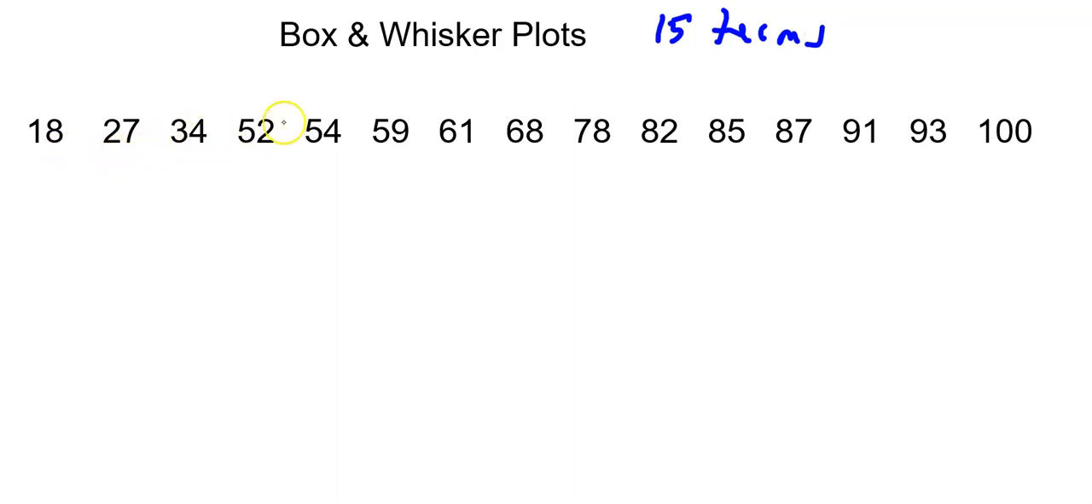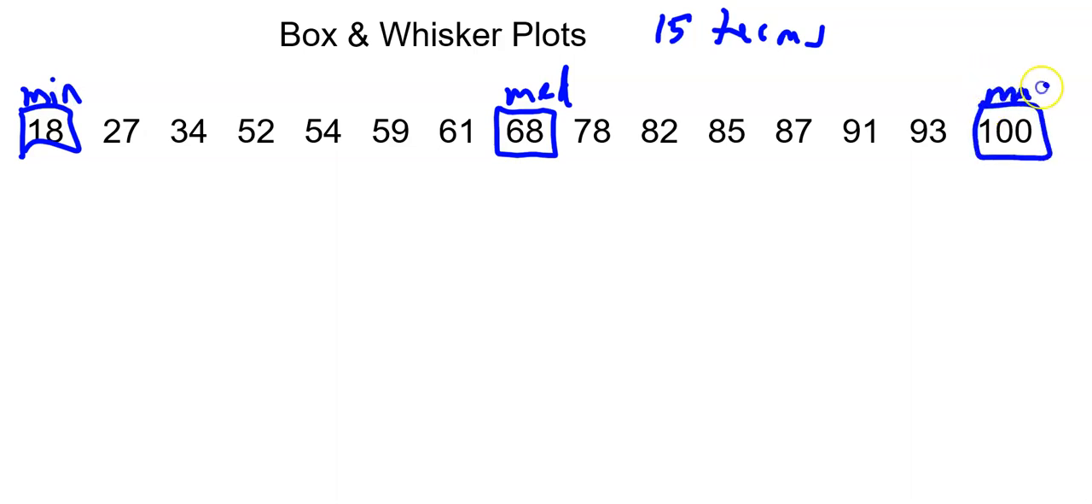1, 2, 3, 4, 5, 6, 7, 8. I think this would be the median. All right, let's just double check. I have 1, 2, 3, 4, 5, 6, 7 numbers to the left of it. 1, 2, 3, 4, 5, 6, 7 numbers to the right. So that is the median of the data. Now, if you want to find a box and whisker plot, we also have to identify some other numbers. So this is the minimum, and this is the max.